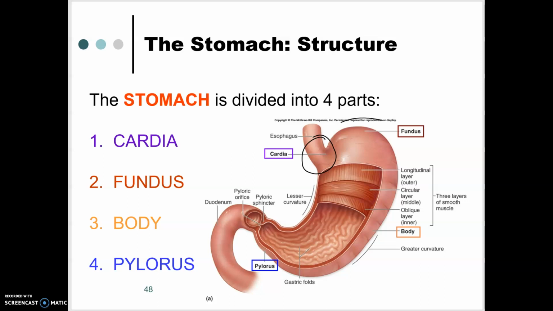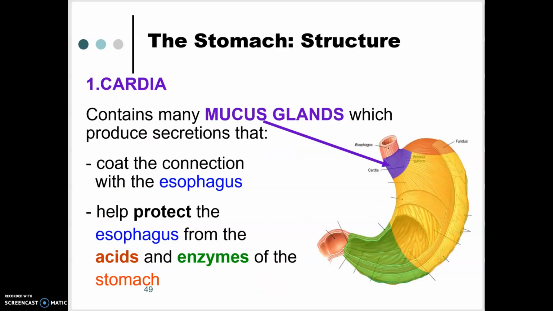Next to that we have an area called the fundus, which is basically the top part of the stomach. And then we have the largest part, which is going to be the body. And then finally we get down to an area we call the pylorus. So those are the four major divisions of the stomach. Okay, so let's talk about each one.